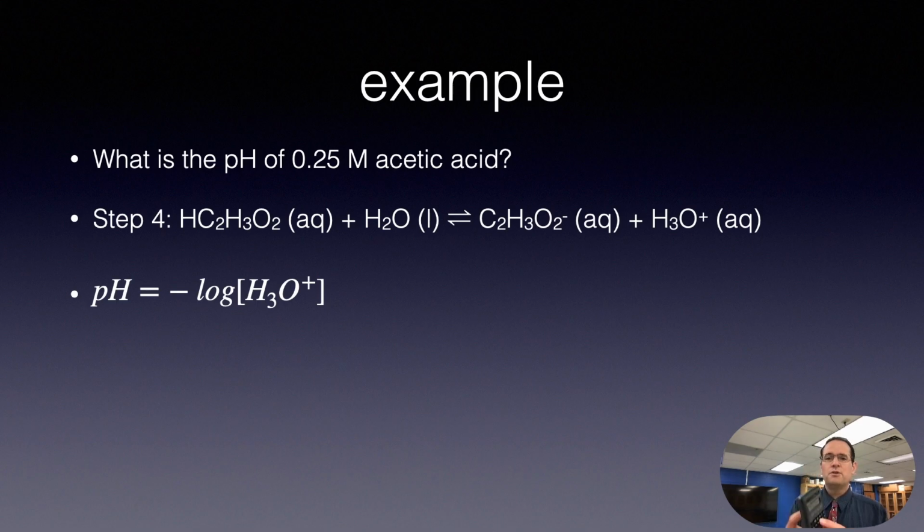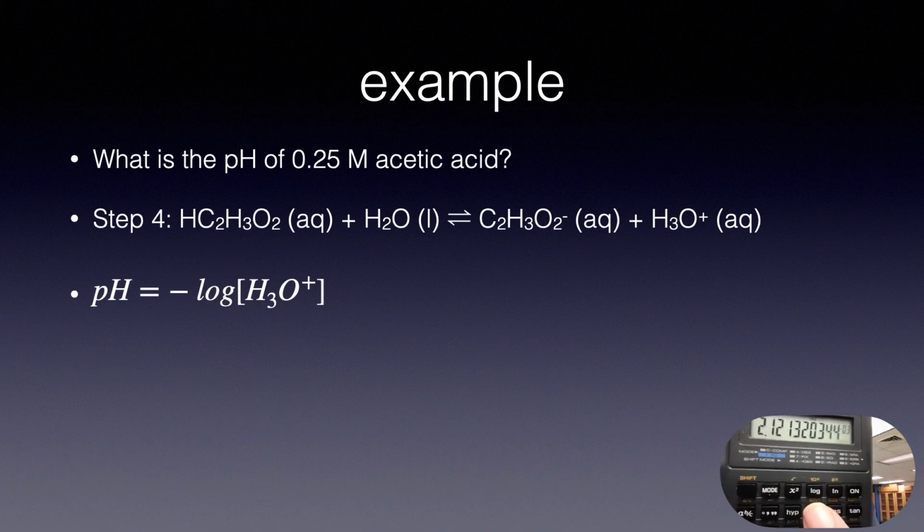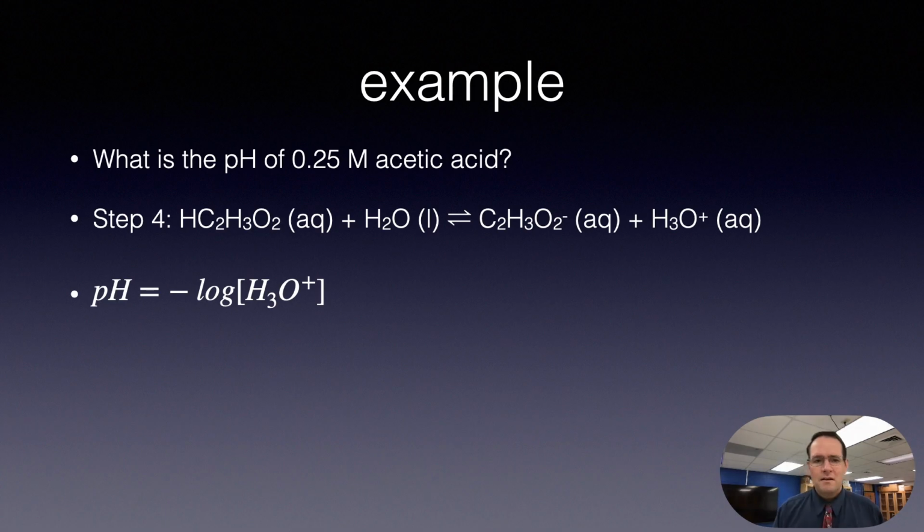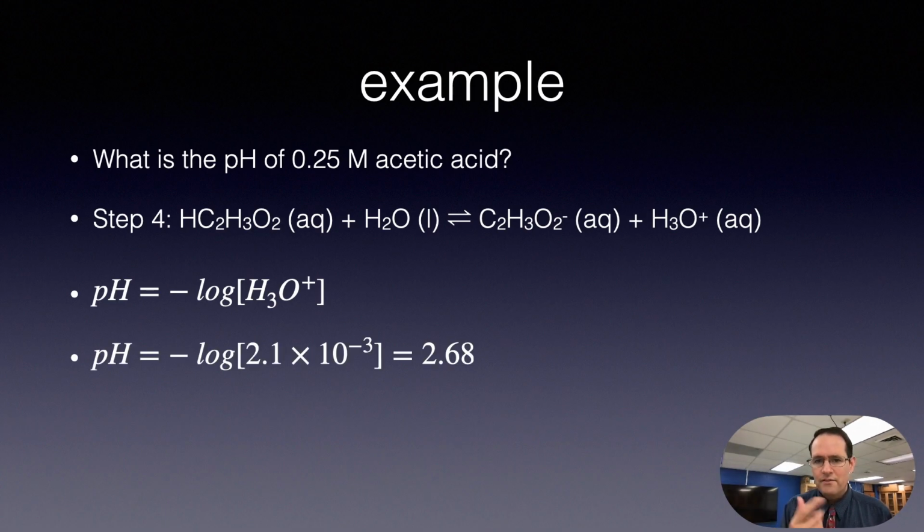So make sure you use the log key on your calculator. I'm pointing to the one that can be found here on my calculator, but you just want to stick it in there. You have a negative sign there, okay? Log 2.1 times 10 to the minus 3. Punch that in on your calculator, and you will find that you have a value of positive 2.68. So that is the pH.